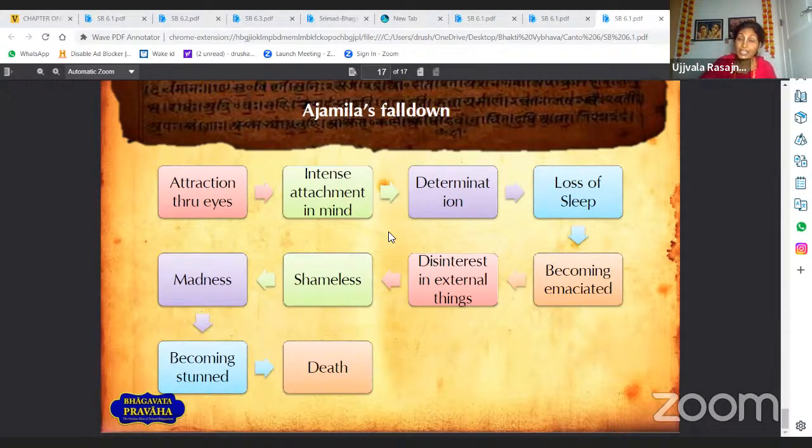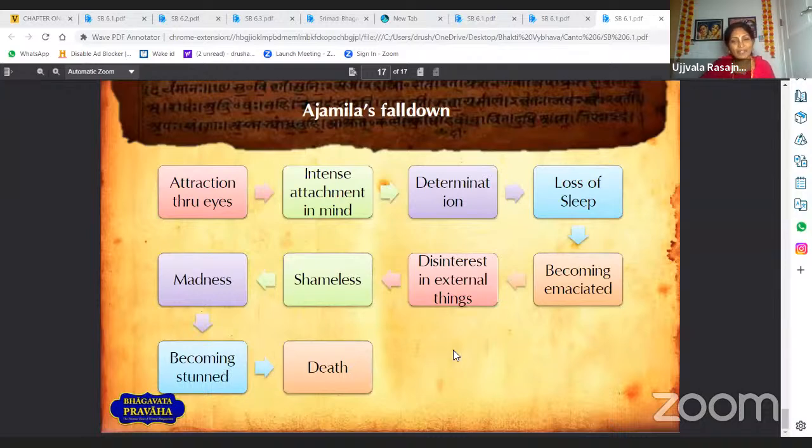and then determination to get that person, and they lose sleep over that person. They become emaciated, and they become shameless in expressing how much they are attached to that person, and they become mad after that person, and they become stunned, and finally they die for that person. Does it remind anything, dear devotees? Very unfortunately, this is the theme of the so-called heroes and heroines of these movies nowadays, right? Yeah, this is the unfortunate cascade of lust.